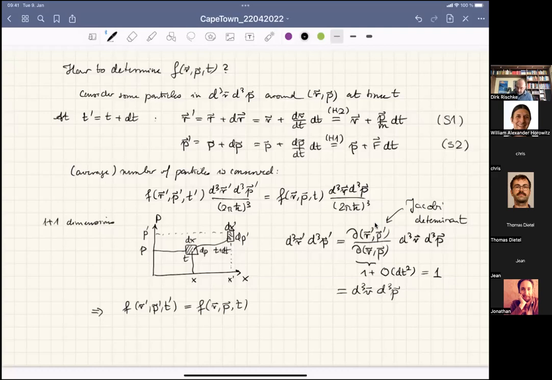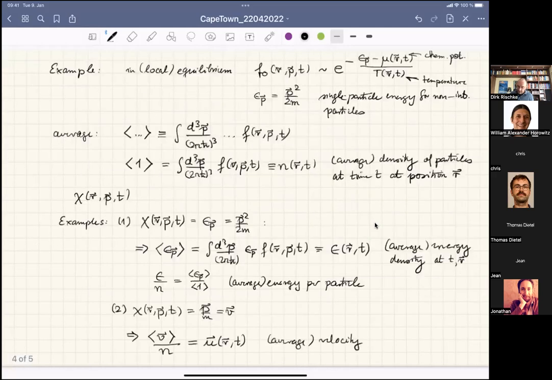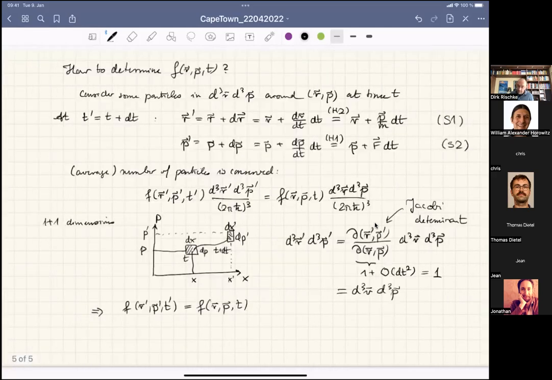But now I can, of course, from the same transparency up here, S1, S2, they tell me exactly how r prime and r, and p prime and p are related. So on the left-hand side, I insert this relationship. r plus p over m dt. I could have written velocity. Well, let's stick to my script.